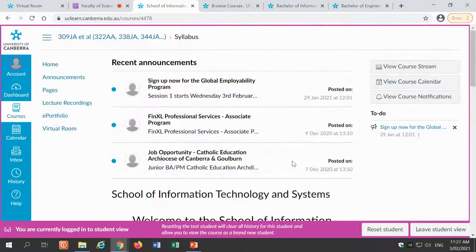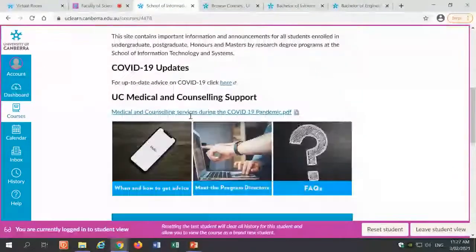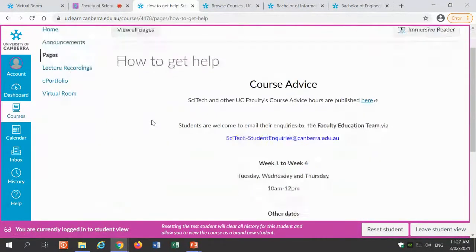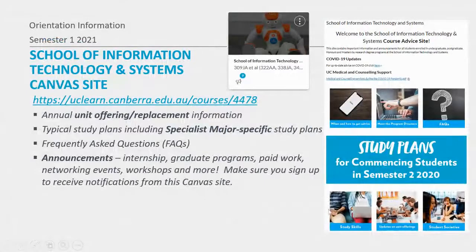Okay, so this is where you can go. Look at this: when and how to get advice. I think I'll point to this. As well as Student Centre, you can email Caitlin and the education team via scitech-student inquiries at canberra.edu.au. And they'll be able to answer your query or, again, direct you on to whoever can best assist as well. Okay? All right.